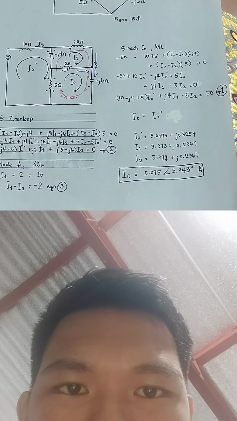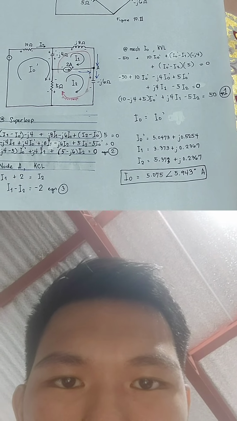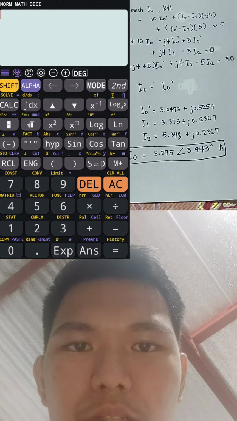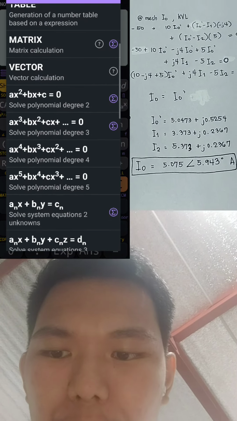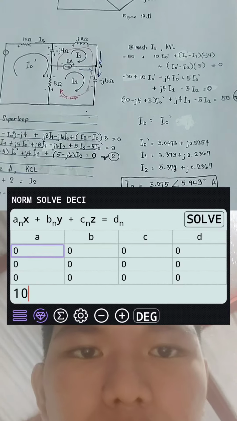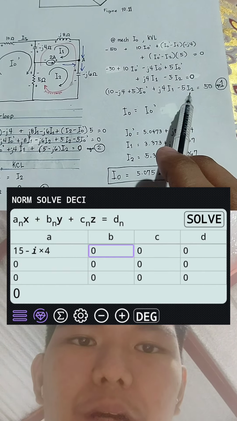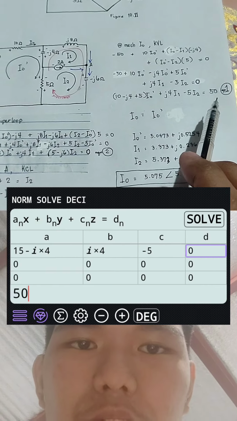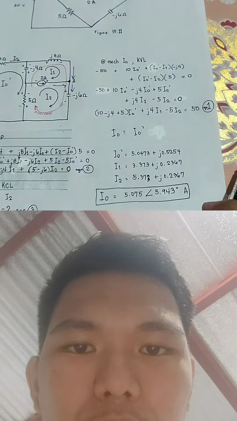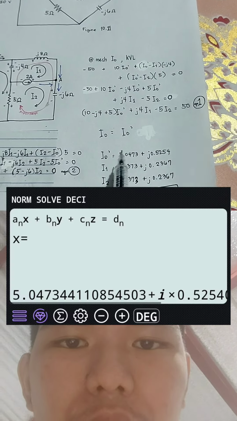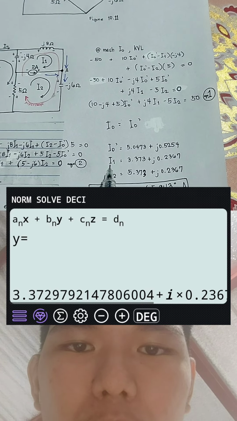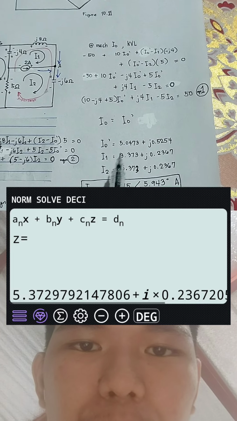As we can see, we have the 3 equations, and to get each variable, using our calculator mode, solve system of equations with 3 unknowns, we will input each variable of our equation 1 for the first row, equation 2 second row, and equation 3. And the x variable is our Io, y variable is I1, and the z variable is I2.